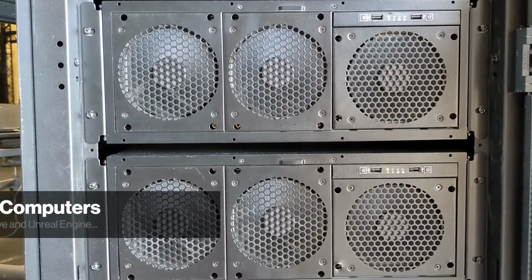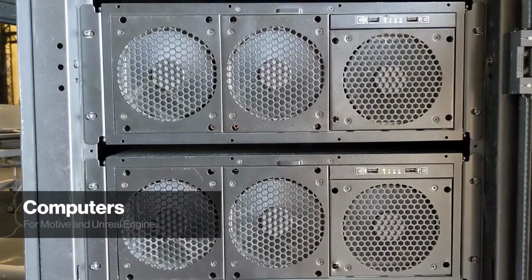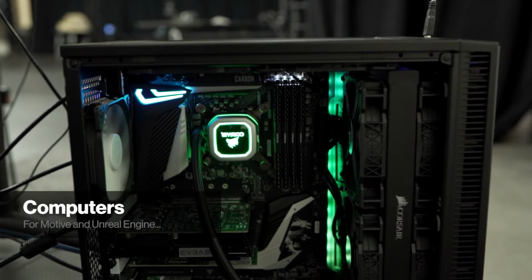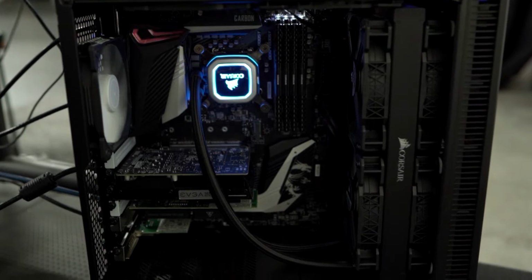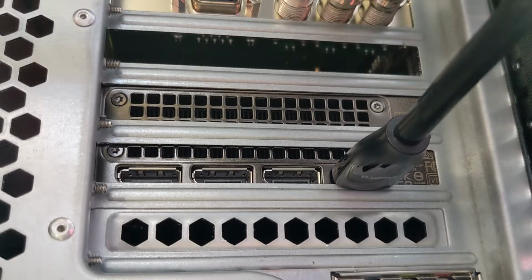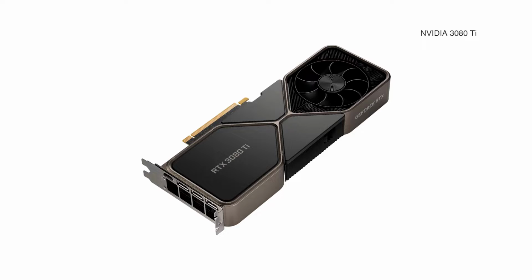You will need two computers, one for Motive and another to run Unreal Engine. For the Motive computer, the CPU is the most important component and should use the latest generation of processors. For the Unreal Engine computer, both the CPU and GPU are important. However, the GPU in particular needs to be top of the line to render the scene. We are using the RTX 3080 Ti for this example.